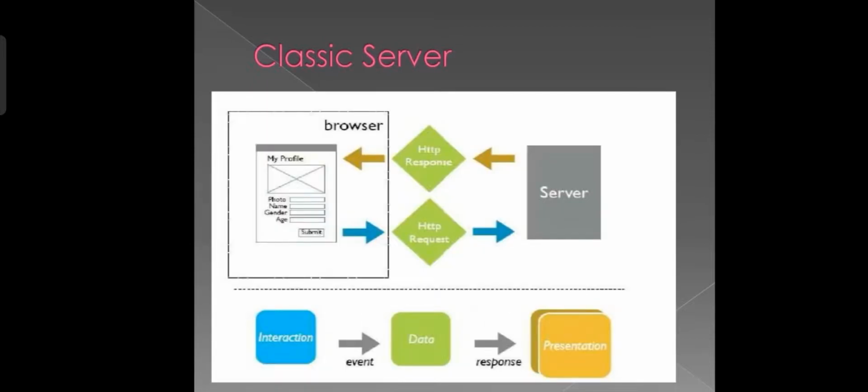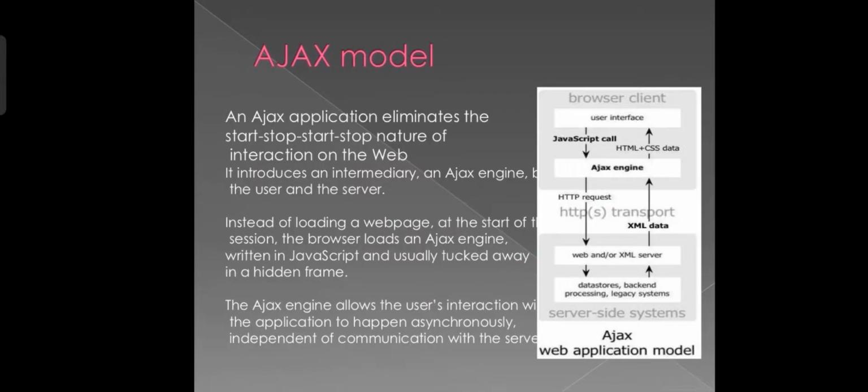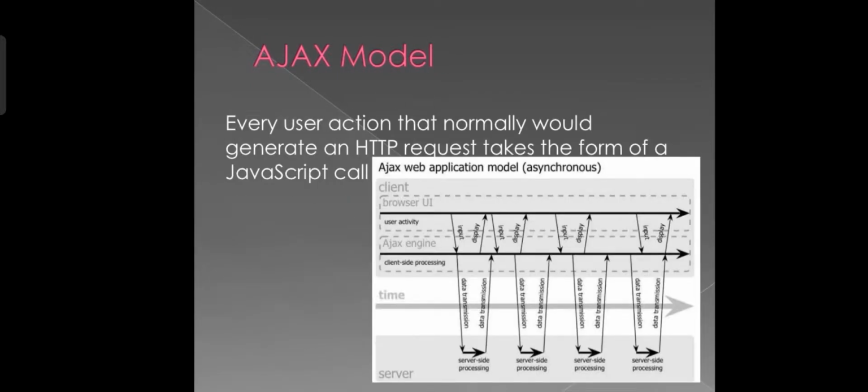This is also a response from the server, interaction to event the data, and data response to presentation. Every user action that normally would generate an HTTP request takes the form of a JavaScript call. This is the Ajax web application model, and it is asynchronous.